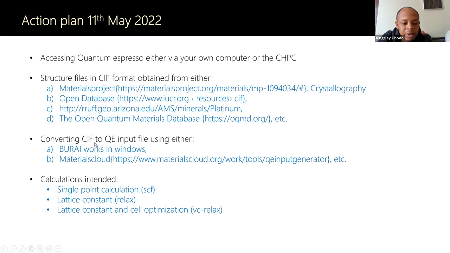You can convert your CIF file to a QE input file using BURAI, which works in Windows. And then we also have Materials Cloud that you can use to generate your input files online. For the purpose of this, we've just shown these two, because BURAI will be elaborated on further, and I'll show you how to use Materials Cloud.